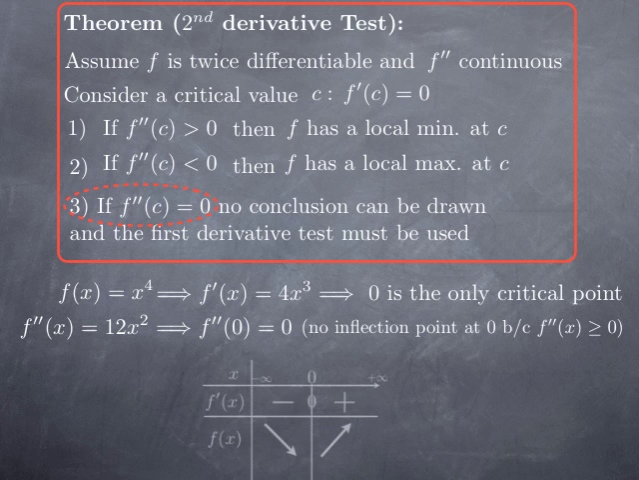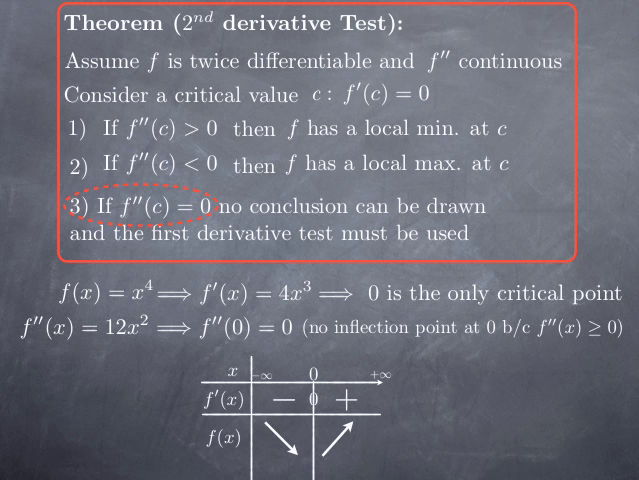Now, if we go back to the first derivative test, we need to use the sign of the first derivative. The first derivative here is 4x cubed, so it is positive for x positive and negative for x negative, which tells us that the function f is decreasing on the negative reals and increasing on the positive reals, and therefore at 0 we see that we have a local minimum.